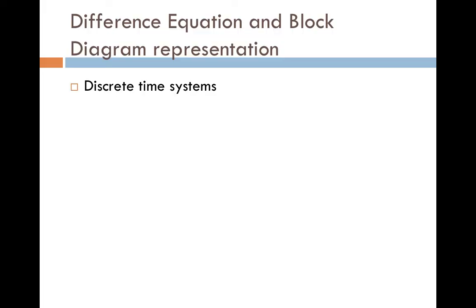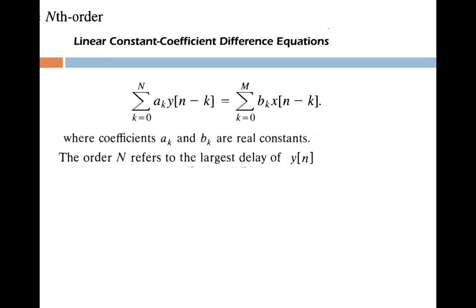Hi, now we are going to discuss difference equation and block diagram representation of discrete time systems. An Nth order linear constant coefficient difference equation is written as summation k equal to 0 to N a suffix k y of n minus k is equal to summation k equal to 0 to M b suffix k x of n minus k.